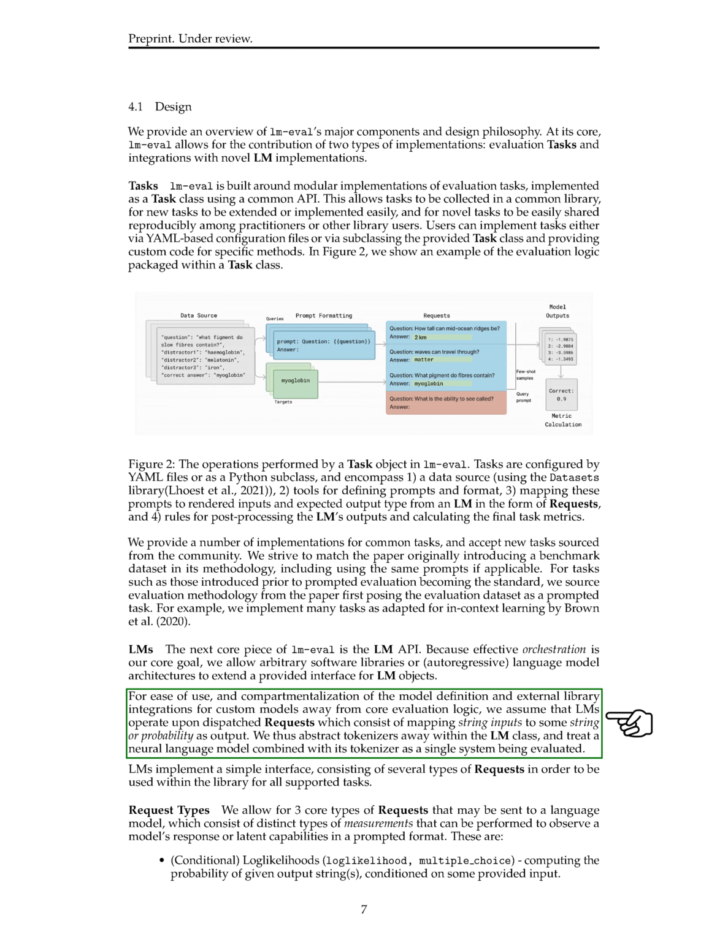We abstract tokenizers within the LM class and consider a neural language model along with its tokenizer as a unified system under evaluation. LMs follow a straightforward interface with different types of requests to support various tasks within the library. We enable three core types of requests for language models: conditional log likelihoods, perplexities, and generation.